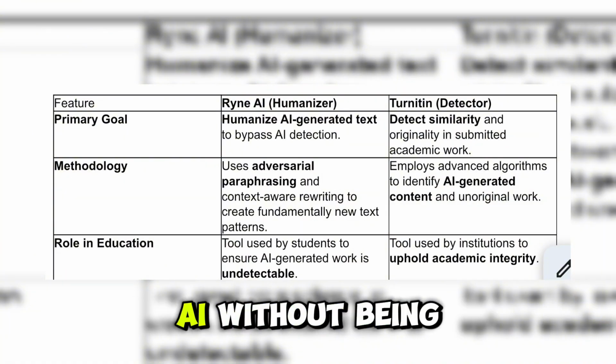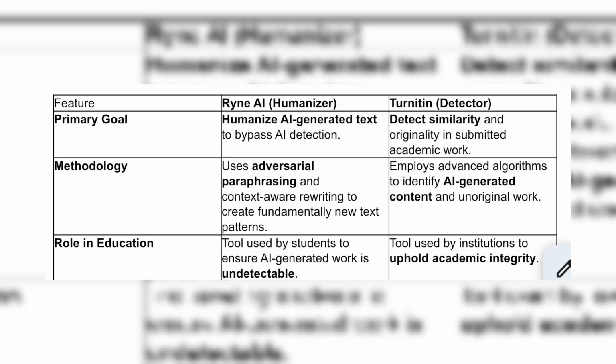So if you want to use AI without being detected, Ryne is the good one for you. But if you want to uphold integrity, then Turnitin is the good one for you.